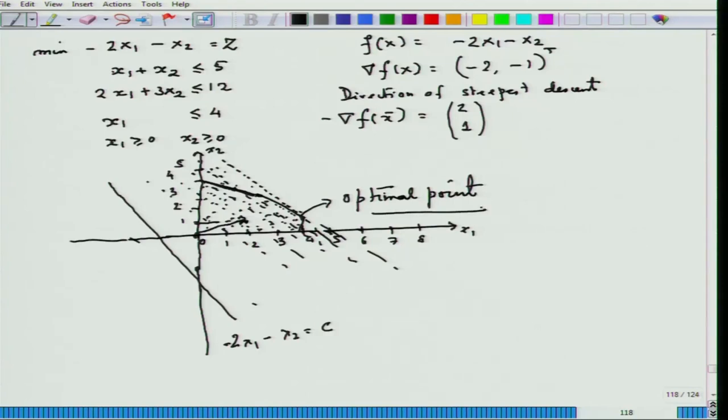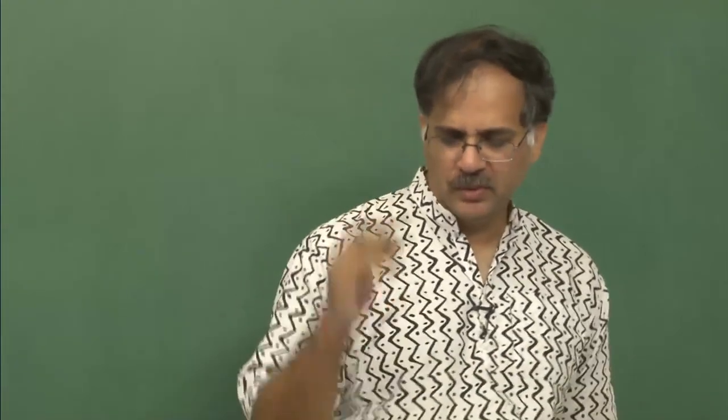So, you can figure out what it is, which I will not do. Figure it out. It is for you to figure out the optimal point. Just take the intersection of x less than 4 with this one. So, the interesting part is that this is how we are using this direction of descent to find geometrically the minimum point.